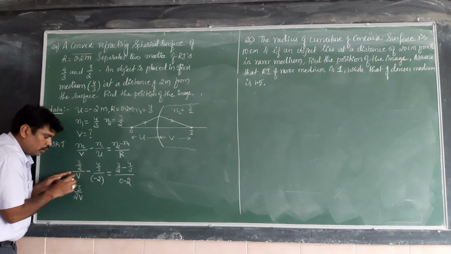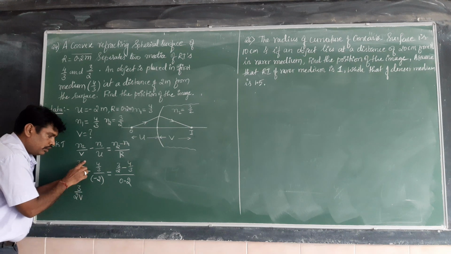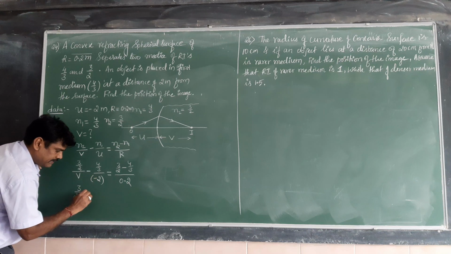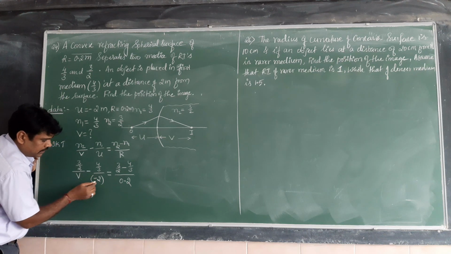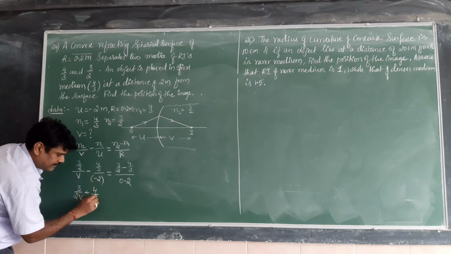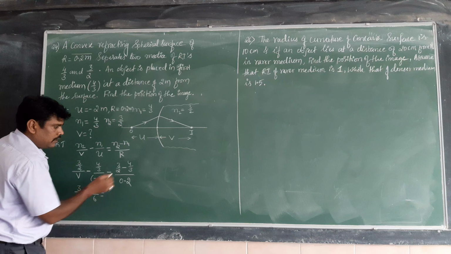3 by 2 whole divided by V. It means whole divided by 1. 1 will go to the numerator. It becomes 3 by 2V. Minus of minus is plus. It can be written as 4 divided by 3 to the 6, which is equal to 3 by 2 minus 4 by 3.